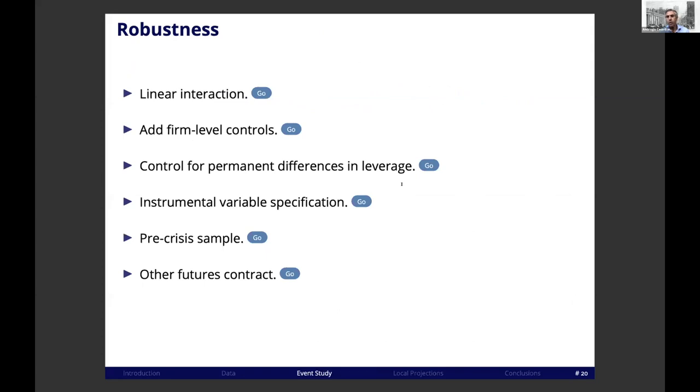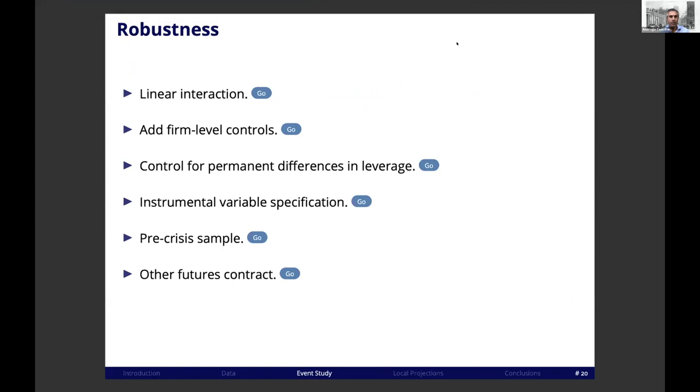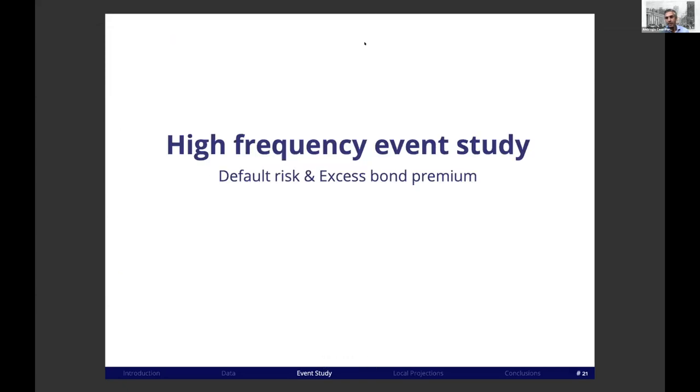We have loads and loads of robustness exercises on this first part of our empirical analysis. So let me just jump into the second and final bit of what I'm going to show you today, which is again still a high frequency event study, but the decomposition of credit spreads into a default risk component and an excess bond premium component.